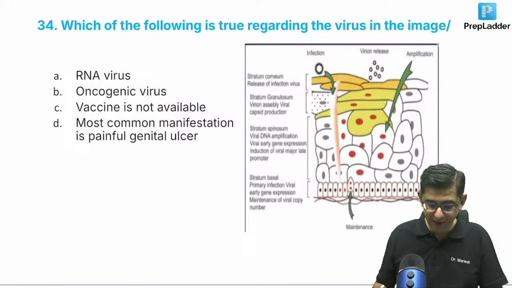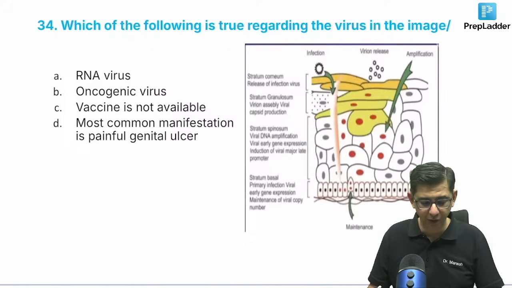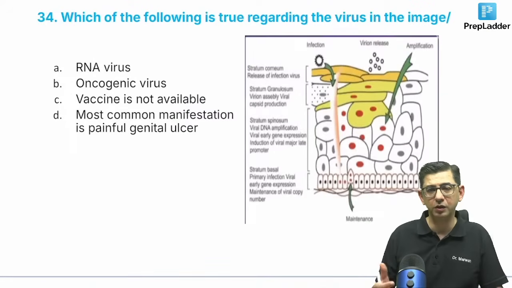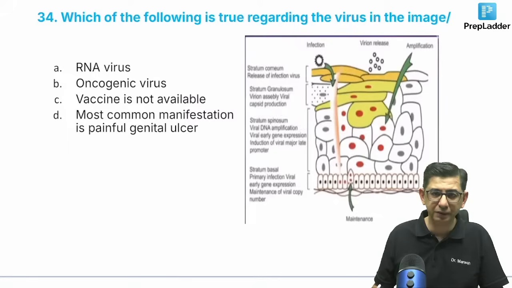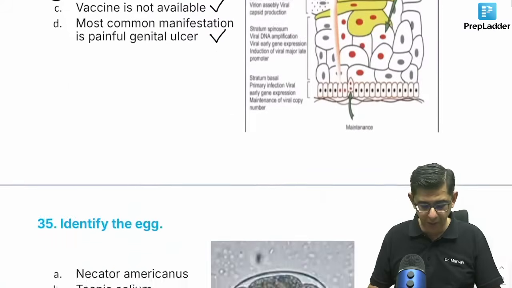True regarding virus in the image. So I think this was regarding human papilloma virus, and there are two ways the question was asked. I think there's another image that I've also put up in the later part, but then we have a vaccine. We don't have a painful genital ulcer in this case. So this would be an oncogenic virus. So I think option B can be picked up here.